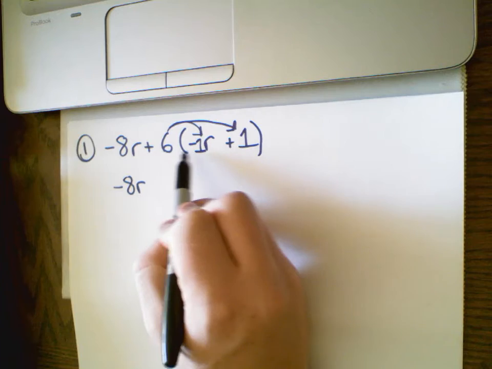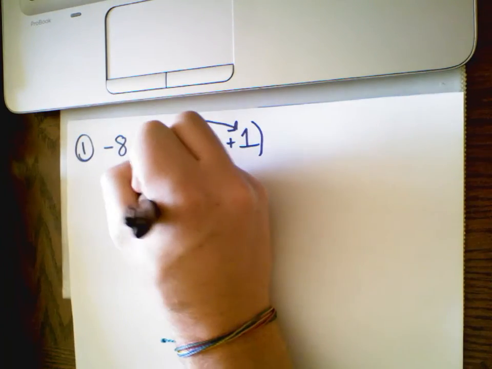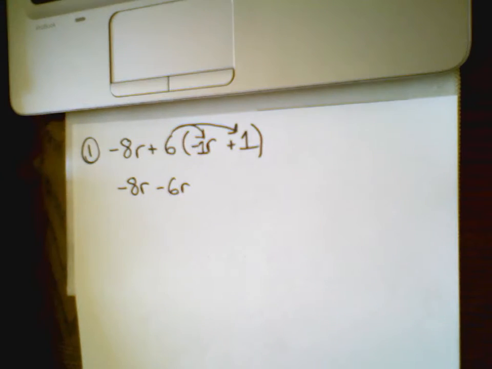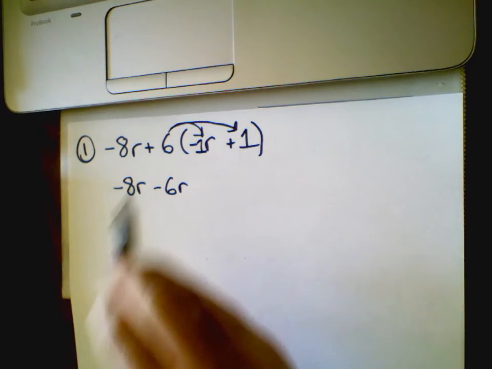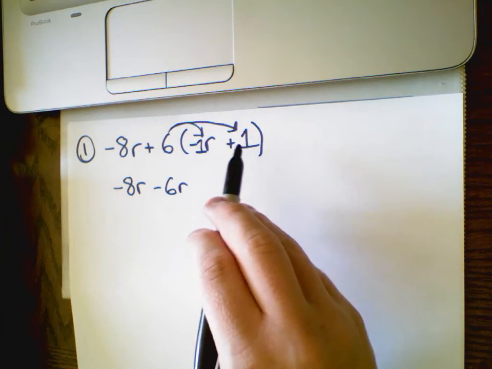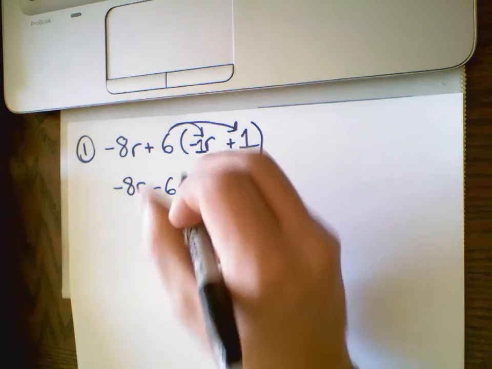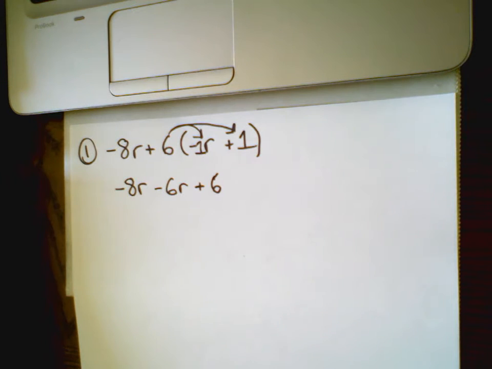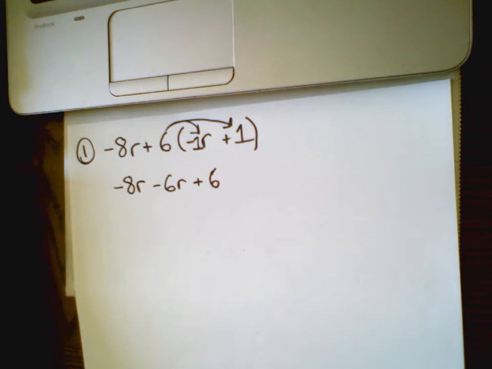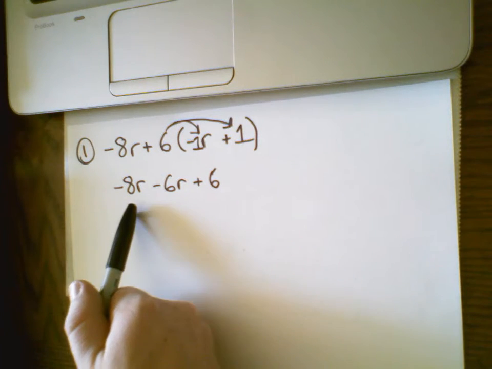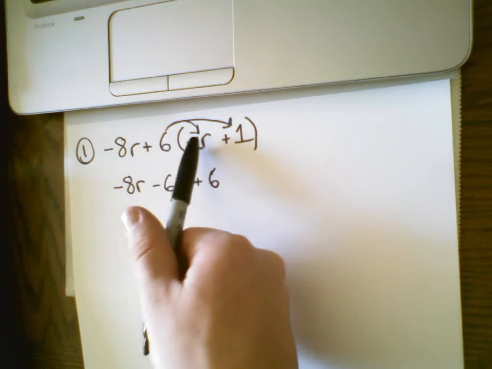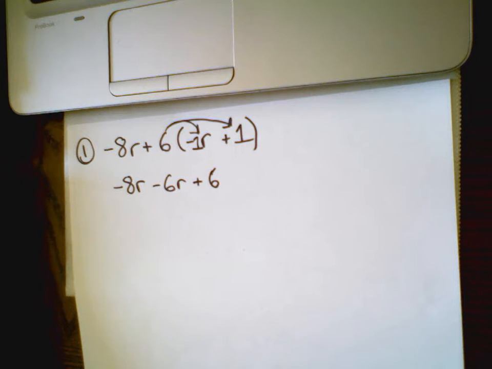First, 6 times negative 1 is a negative 6r. My next arrow is 6 times 1. 6 times 1 is a positive 6. And that's how you work out these problems. Again, you want to bring down the number that isn't going to be able to be combined until you distribute. So in this case, here's our problem.